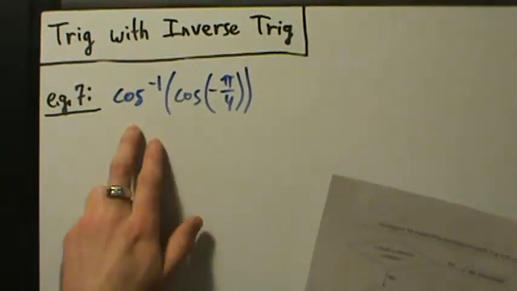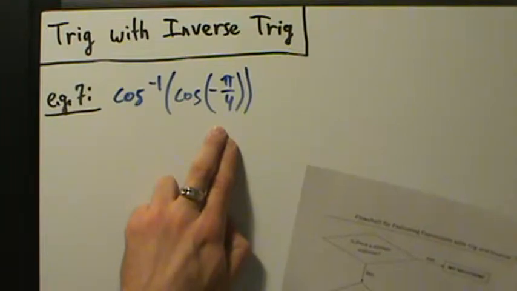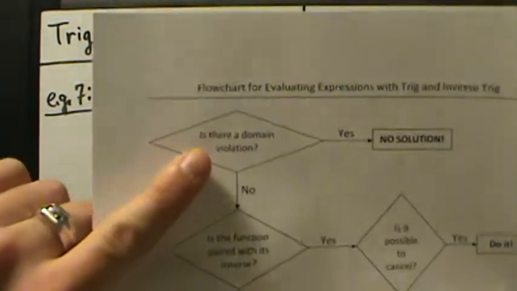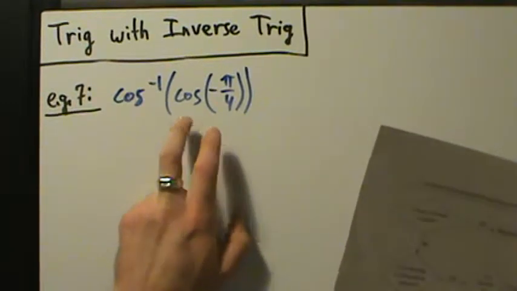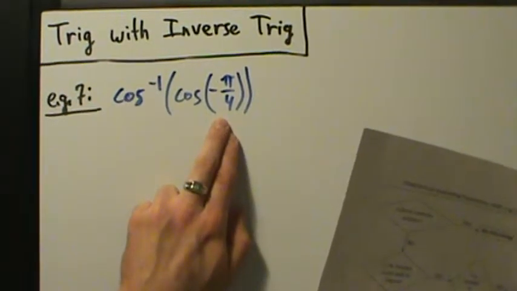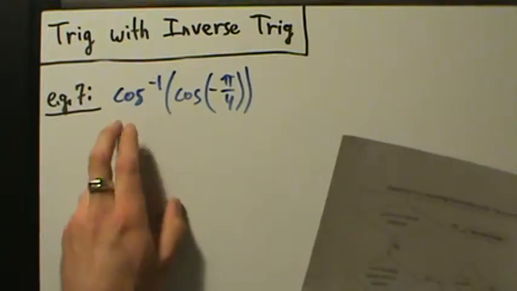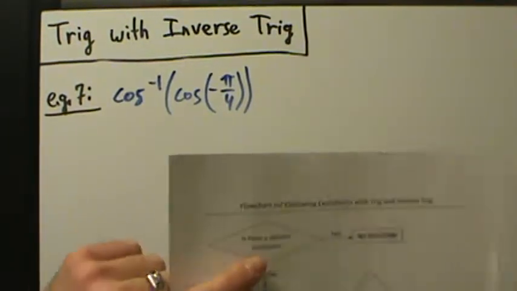Okay, so inverse cosine of the cosine of negative pi over 4. We start at the top. Is there a domain violation? No, because we can take the cosine of anything we want. That's totally fine. And if we take the cosine of negative pi over 4, we're going to get something that's okay to put inside of the inverse cosine. Totally fine. So no domain violation.